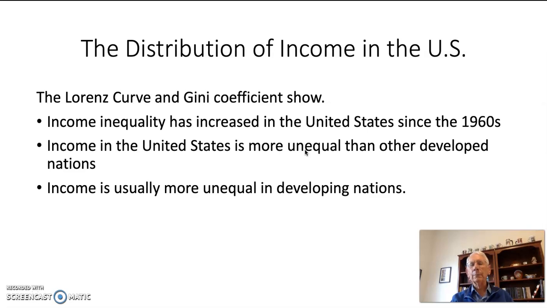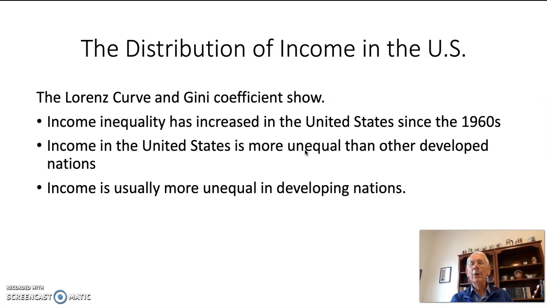Now, we talked very briefly at the beginning about positive economics. These are facts. The fact is, income in the United States tends to be more unequal than other developed nations, and it has become more unequal over time. Is that bad? That's a value judgment. That's what we call normative economics. Some people say this is a really bad thing. It's not good that some people have so much and others have so little.